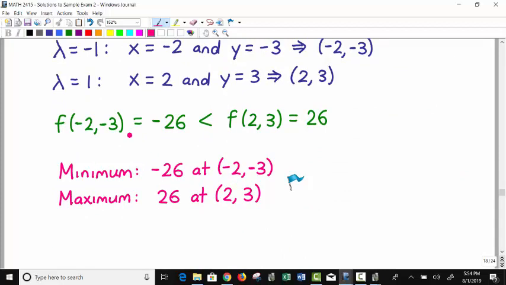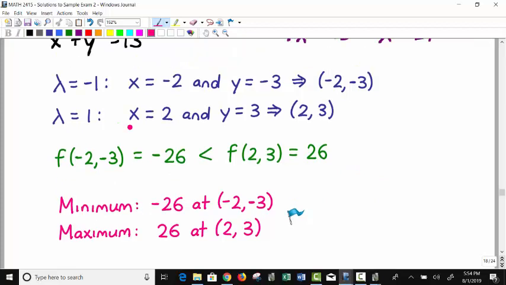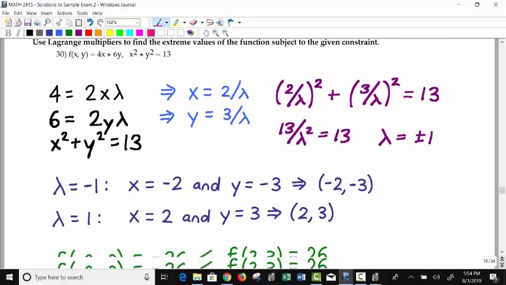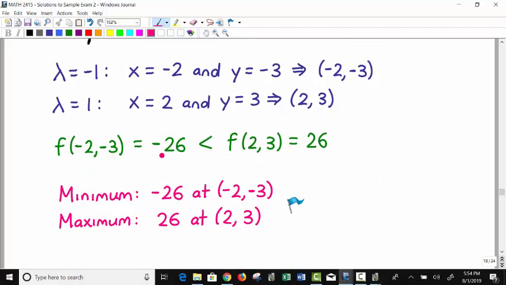All we do is take the 2 values, plug them into the original equation. So I'm showing you that f of -2, -3, right here, right there, 4x plus 6y is -26. The other one's positive 26. So the smaller of those two would be the minimum, the -26. The larger would be the maximum.